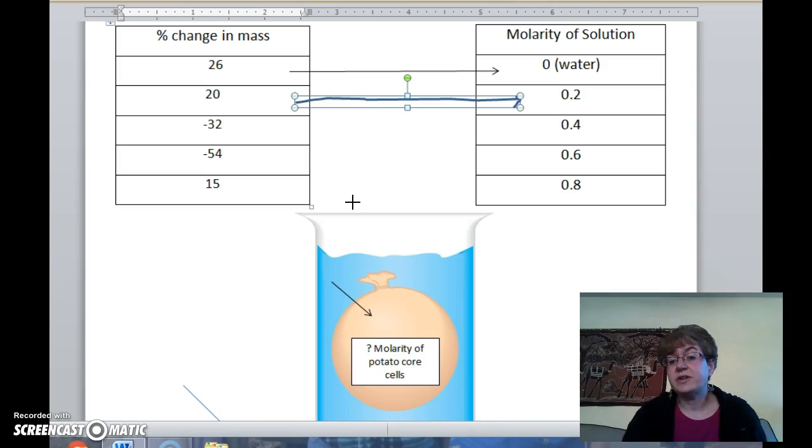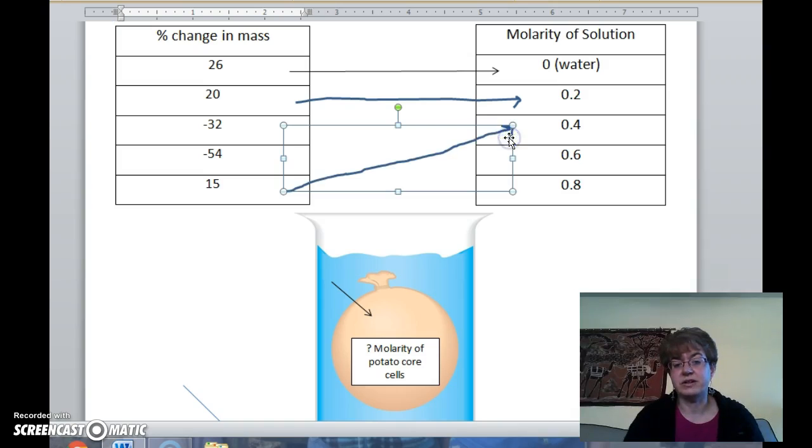Now as I try to figure out what percent mass goes with the 0.4 molarity solution, I think, okay, it's going to get probably a little closer to the molarity of my potato core cells. So I'm going to have a slightly less percent change of mass than from my 0.2. So I'm going to go to my next highest percent change of mass, which is 15%. So I know that this needs to go to my 0.4 molarity.